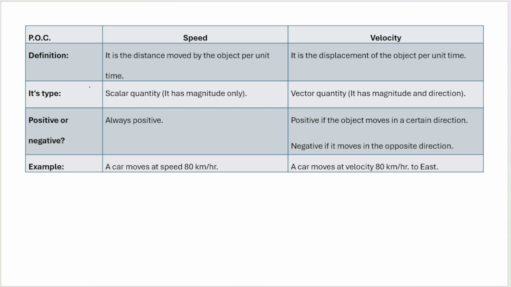What is the difference between speed and velocity? By the way, speed is a scalar. It has magnitude only, but velocity is a vector. It has magnitude and direction. Each one of them, their definition is the same. It's the rate of change of something.